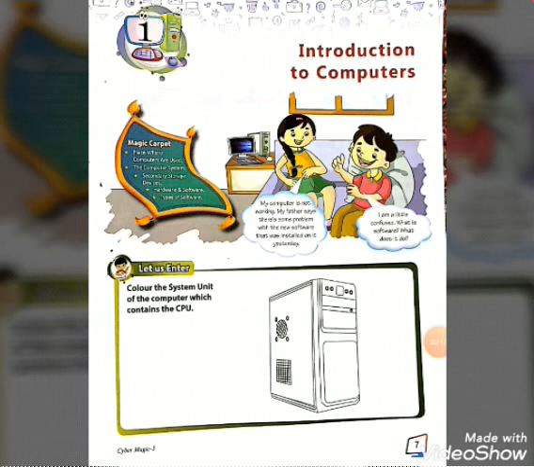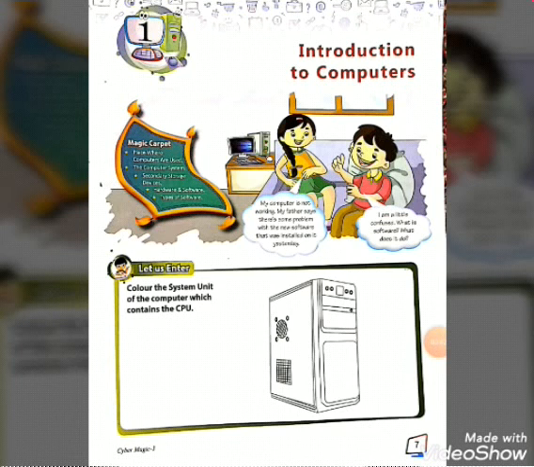My dear students, today we are going to start revision of Chapter 1, Introduction to Computers. Here we are going to revise about places where computers are used. Second point, the computer system. And we will also study about secondary storage devices, hardware and software, and types of software.